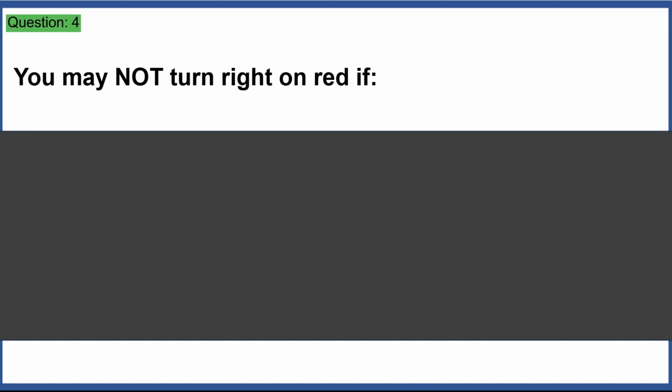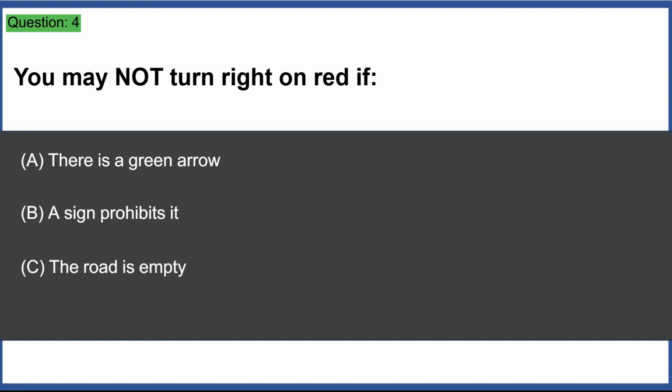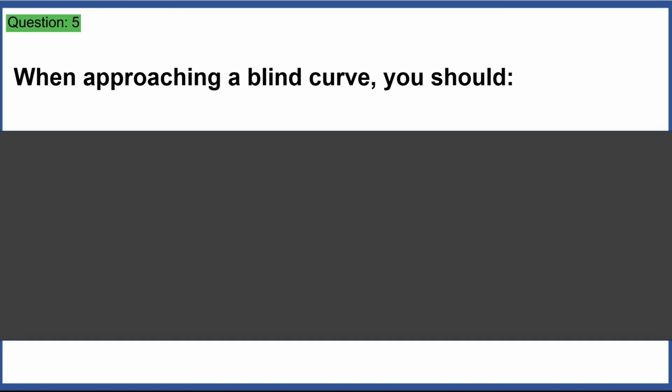You may not turn right on red if: A. There is a green arrow. B. A sign prohibits it. C. The road is empty. D. It is nighttime. Answer B. A sign prohibits it.